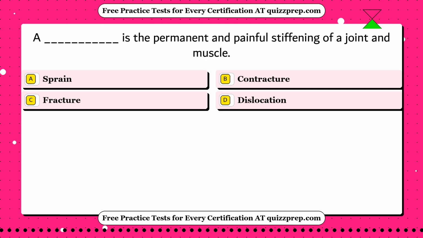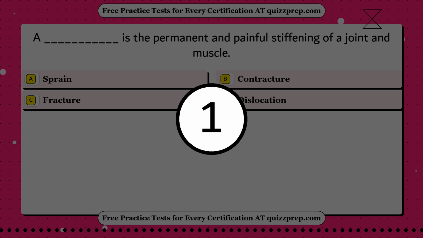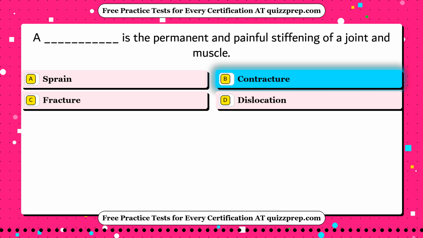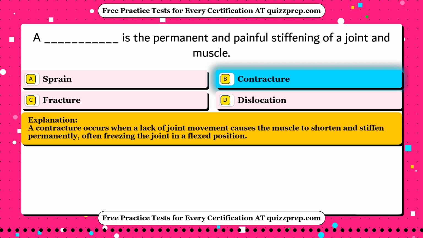Question 67. A blank is the permanent and painful stiffening of a joint and muscle. Option A, sprain. Option B, contracture. Option C, fracture. Option D, dislocation. The correct answer is option B, contracture. A contracture occurs when a lack of joint movement causes the muscle to shorten and stiffen permanently, often freezing the joint in a flexed position.